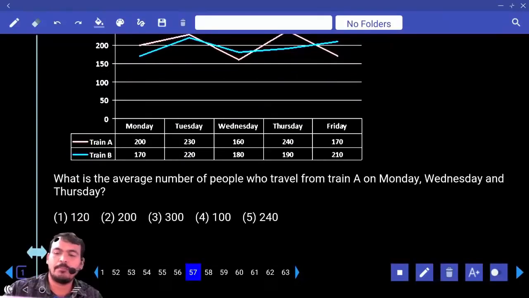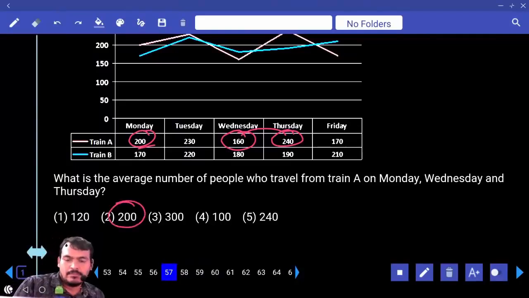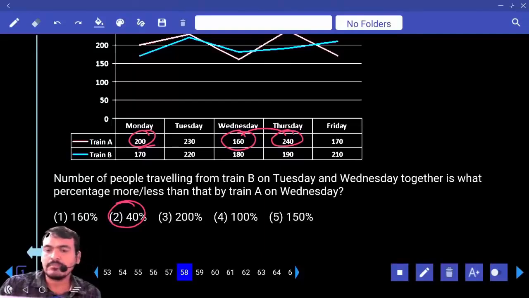What is the average number of people who travel from train A on Monday, Wednesday and Thursday? What is the A value on Monday? 200. Wednesday 160. Next Thursday 240. 240 plus 160 is 400, plus 200 is 600. Sum is 600, but average is 200 or not? Which option? Second one. Next, 58.